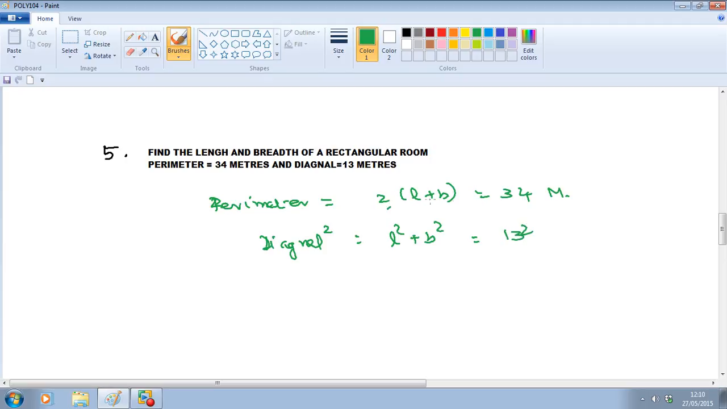Now we know 2 times (L plus B) is equal to 34. For L plus B, if you divide by 2 both sides, it is 17 meters. So diagonal is 13 square. Or if you expand it, it is 169.